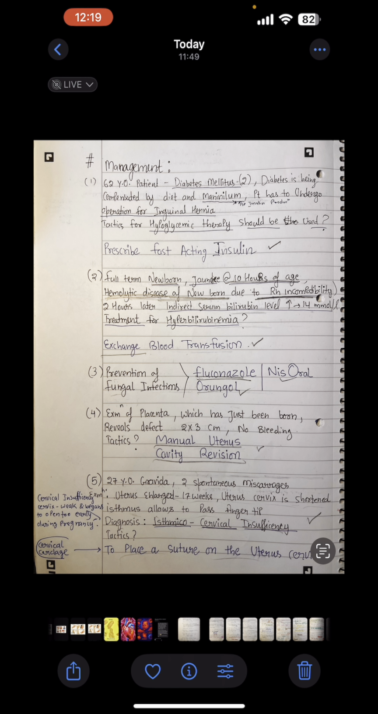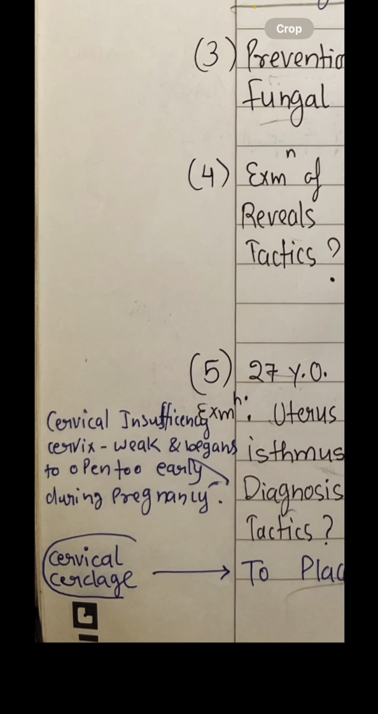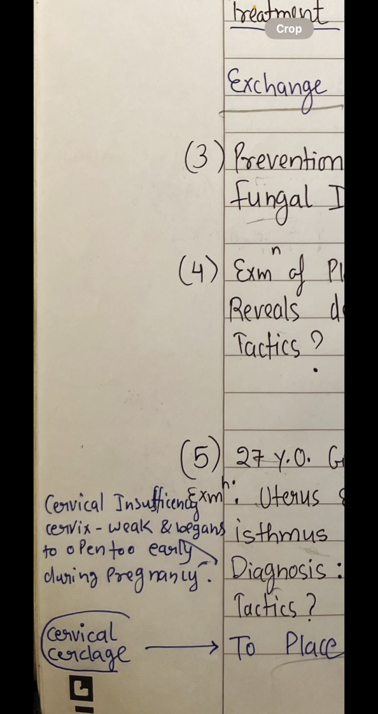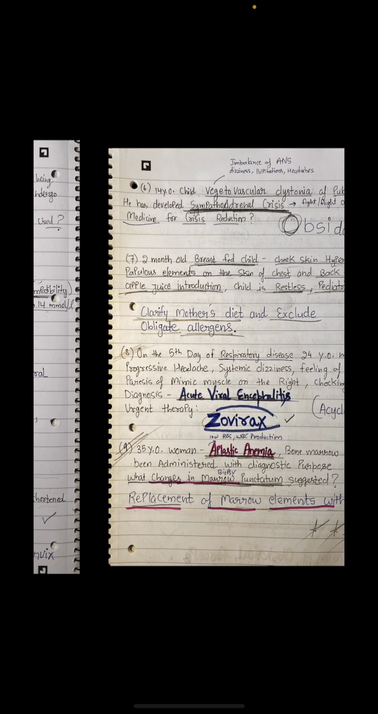Next is the fifth patient, 27-year-old, gravida 2, with spontaneous miscarriages. Diagnosis: she has isthmico-cervical insufficiency. If we put a suture over the cervical opening until the pregnancy reaches full term, the problem is going to get solved. Here it is written: in cervical insufficiency the cervix is weak and begins to open too early during pregnancy. So we will place a suture until the pregnancy reaches full term. You can take screenshots if you want, or you can increase the speed of the video. Let's see the next patient.